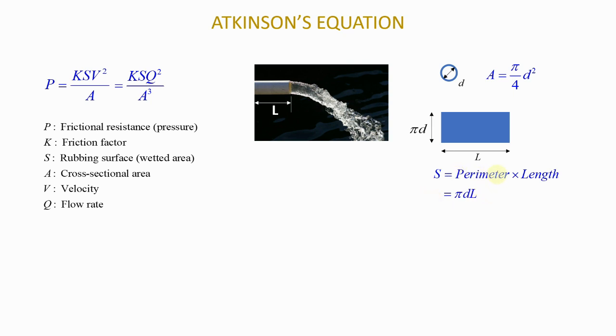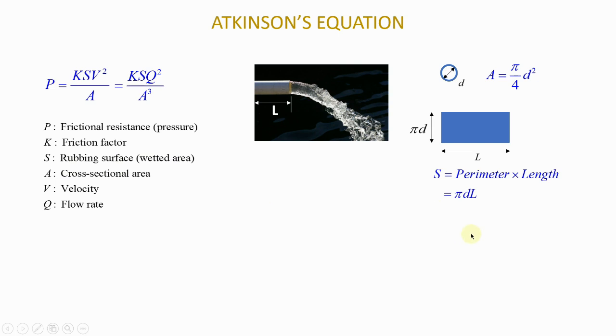It's the perimeter of the shape that you have in your cross section. In this case, it's a circle. So the perimeter of a circle, multiplied by the length of the pipe, is what will give you the rubbing surface or the wetted area.